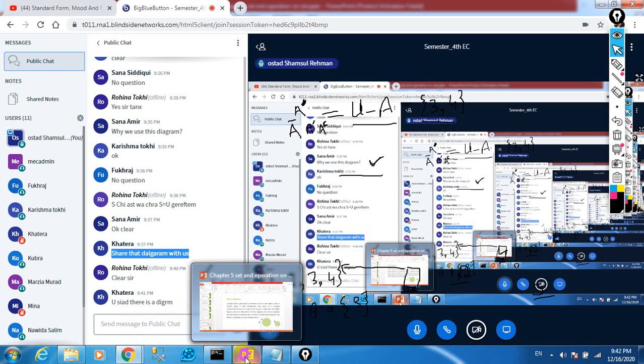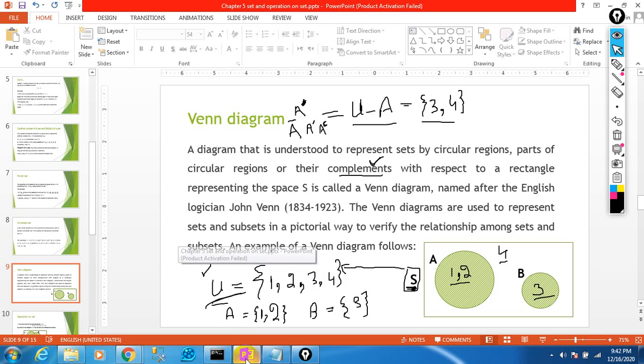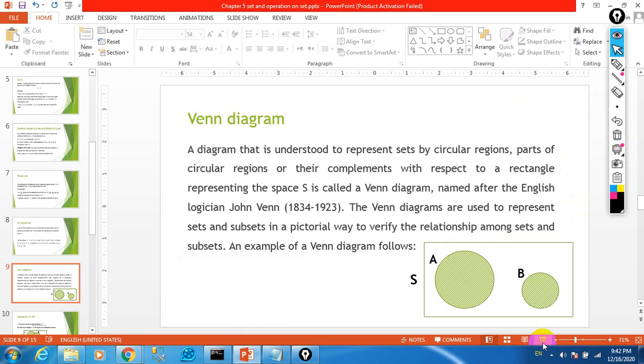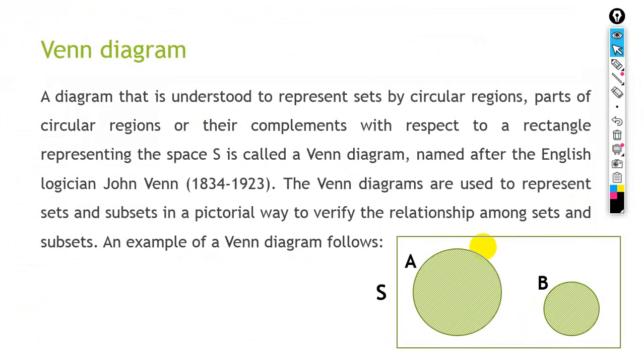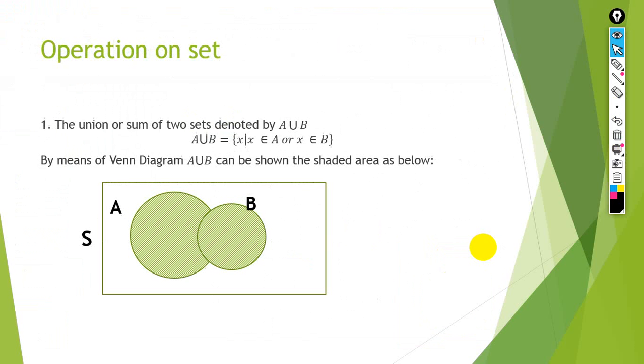Okay, so here next what we have: Venn diagram operation on sets. What are the operations on sets? Here we have different operations on sets. Among these, the first one is the union operation, or we can say the sum of two sets, denoted by A union B.